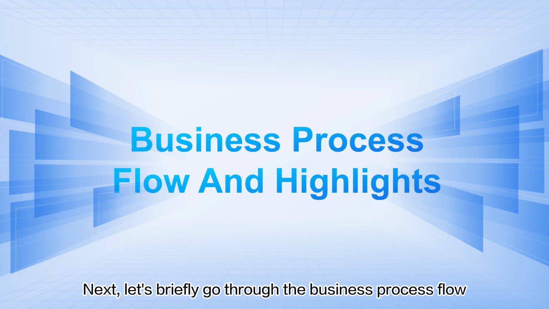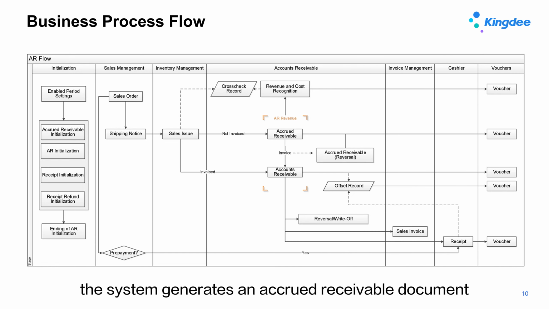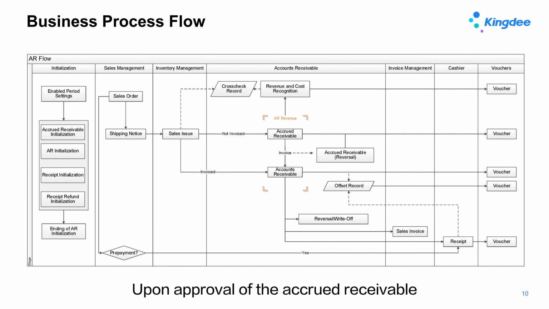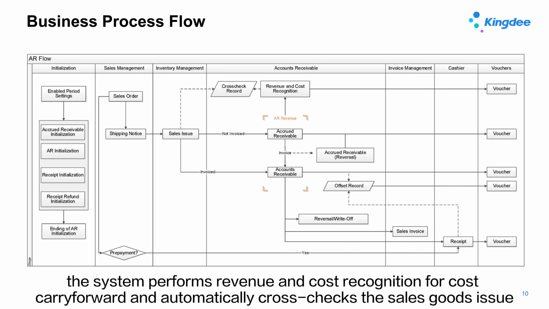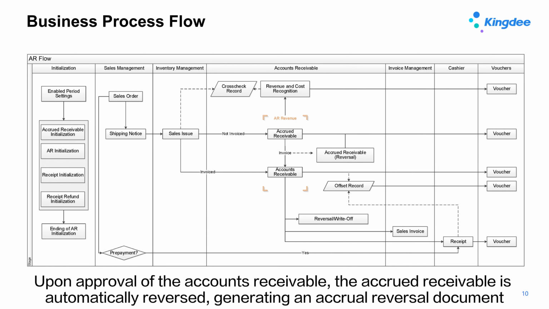Next, let's briefly go through the business process flow. During a sales goods issue, if no invoice is issued or automatic accrual upon sales goods issue is enabled, the system generates an accrued receivable document. This follows the process for recognition of revenue not invoiced. Upon approval of the accrued receivable, the system performs revenue and cost recognition for cost carry forward and automatically cross-checks the sales goods issue. After invoicing, the accrued receivable is converted to accounts receivable. Upon approval of the accounts receivable, the accrued receivable is automatically reversed, generating an accrual reversal document.